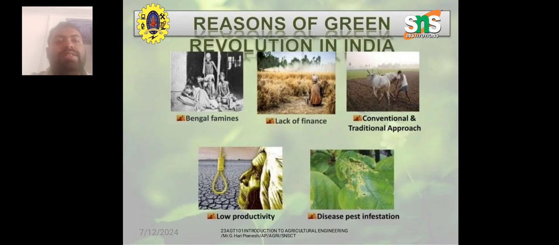There are various reasons for the green revolution in India, and we can also say one thing: the Prime Minister during that period was Dr. Jawaharlal Nehru, who was very supportive and who initiated this green revolution. The various reasons are as follows. One is the Bengal famine, where because of famine there was no food production and lack of finance. It requires tremendous finance for growing crops, but during that time there was no finance, and a conventional and traditional approach.